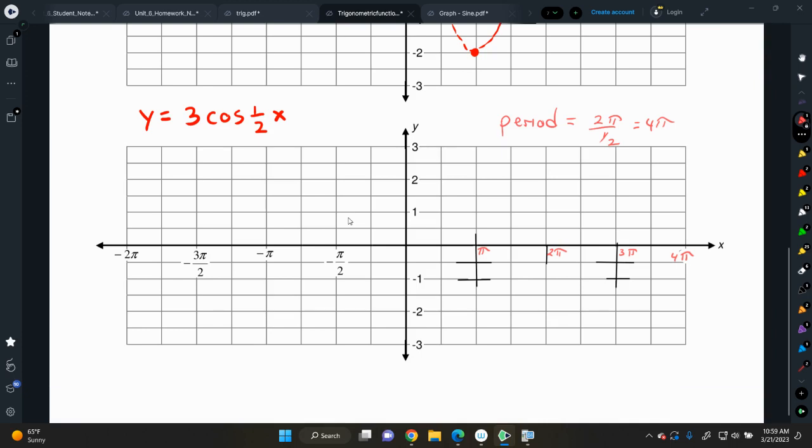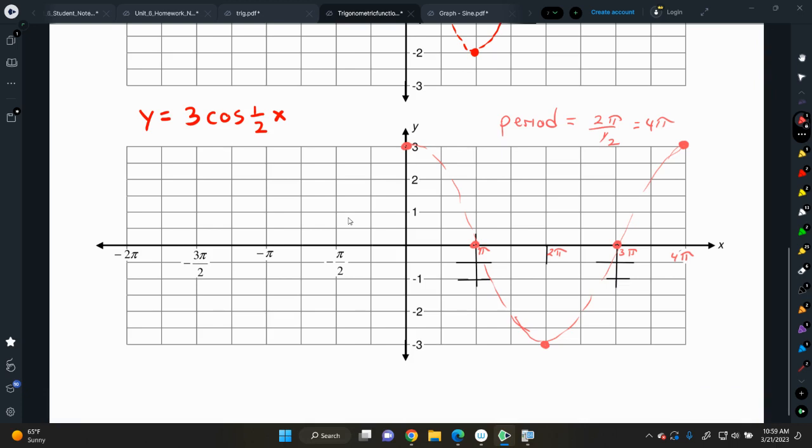All right, so we're going to start and end at the highest point. And where's the lowest point? Which is at the 2 pi. Okay, and then halfway between those points, we cross the x-axis. And there we go. Okay, that's our cosine curve.